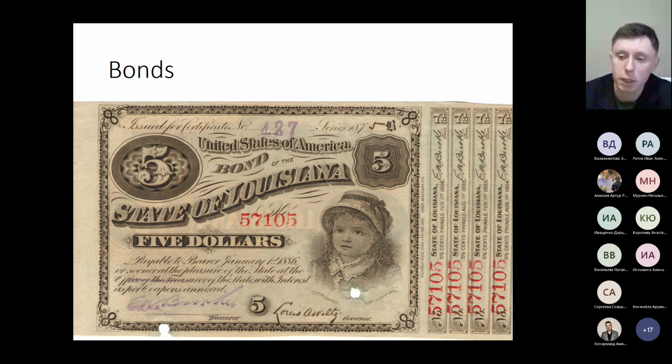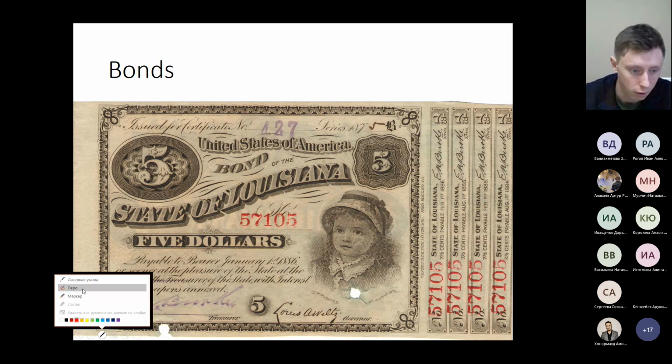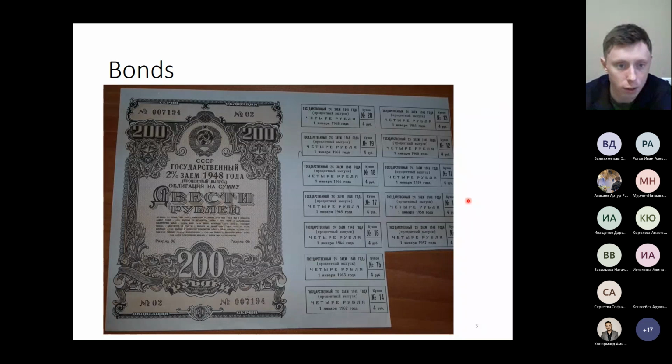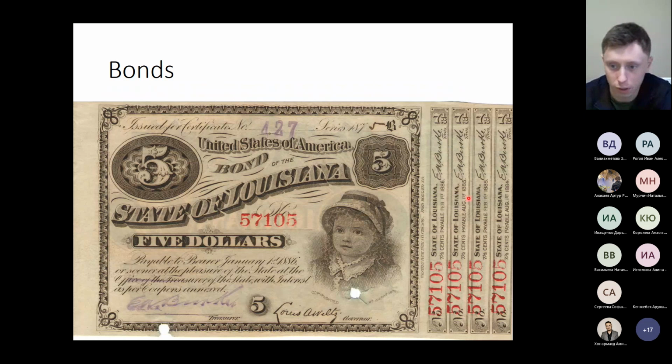In order to remember it, let's look at the picture of the bonds. We have two of them here. This is one, and this. So this is from the United States, some historical bonds of the 19th century, and this is one from Soviet Russia, and both of them are similar in their essence. So let's take a look at them. The face value is written here. So the face value of this bond is $5.